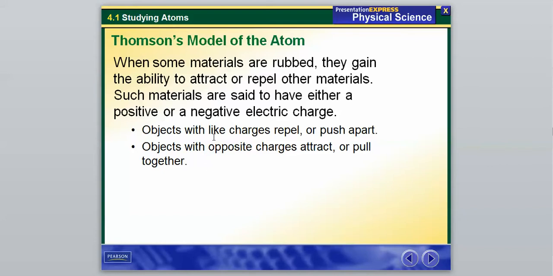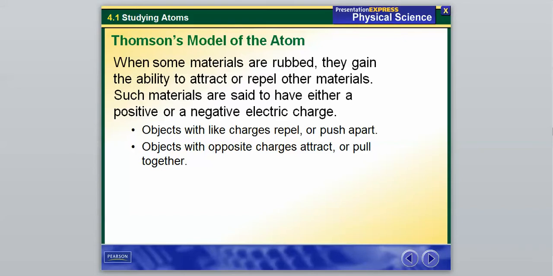So objects with like charges repel or push apart, and objects with opposite charges attract or pull together. So that is going to be, again, another big idea, and hopefully we've probably seen this before. If you have two magnets and you hold the same side together, both the positive or both the negative side, you can feel them push against one another. Again, the same charges repel one another, but if you flip one of them around, they stick together. That's because one's positively charged, one's negatively charged. So opposites attract, like charges repel or push apart.